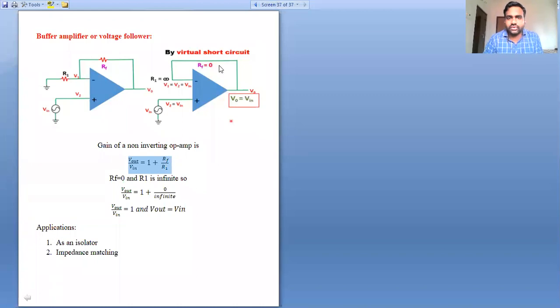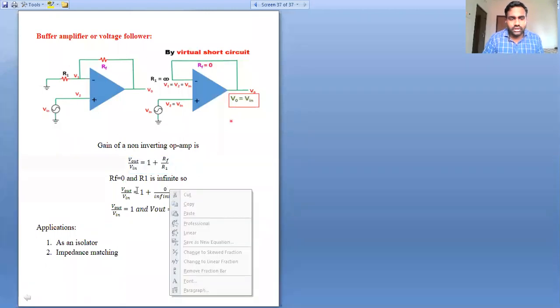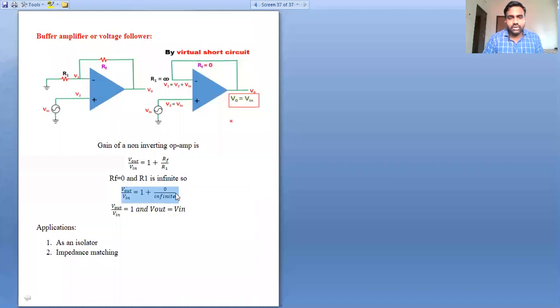We short circuited the feedback, so R feedback is 0. At that condition, R feedback is 0 and input impedance is infinite. Then V output divided by V input is equal to 1, because 1 plus 0 by infinite is nothing but 1. So the output voltage is equal to the input voltage.